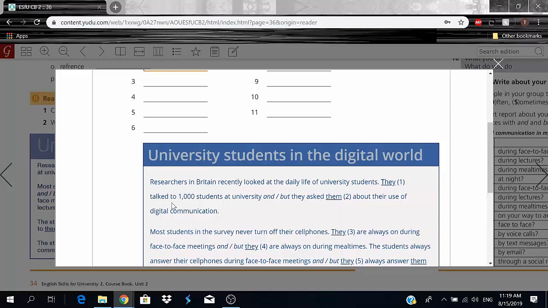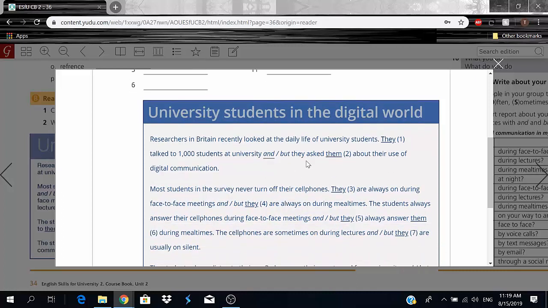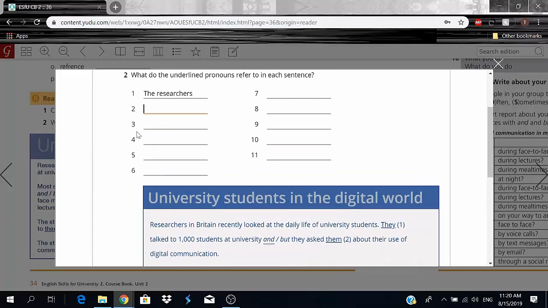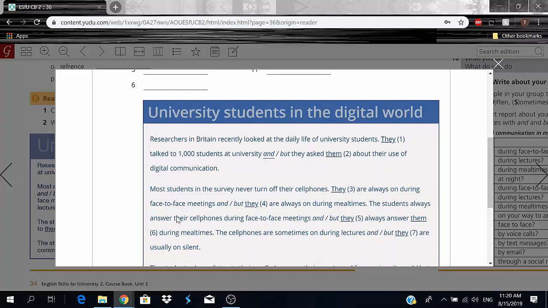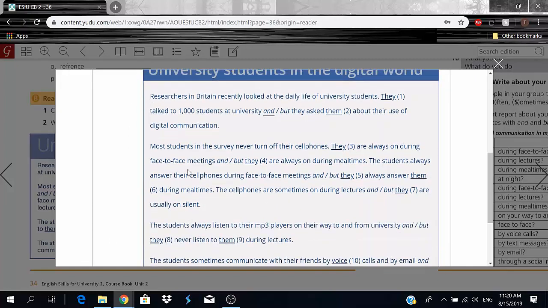Talked to 1,000 students at university and or but they asked them. Okay, so we're going to obviously say and here. They asked them. Here, we're obviously them referring to the students. So 2 will be the students. Okay, you guys? About their digital communication. Now let's move to the second paragraph.